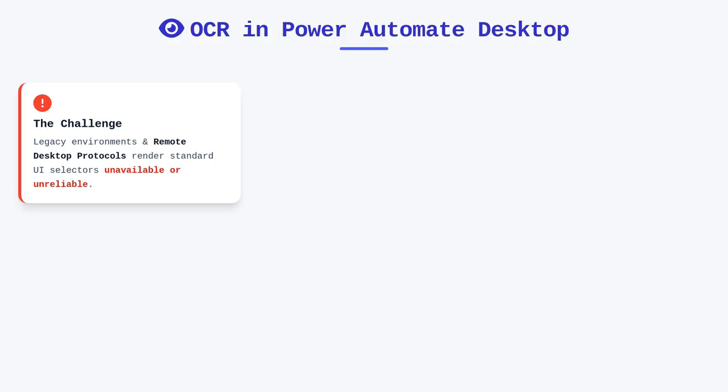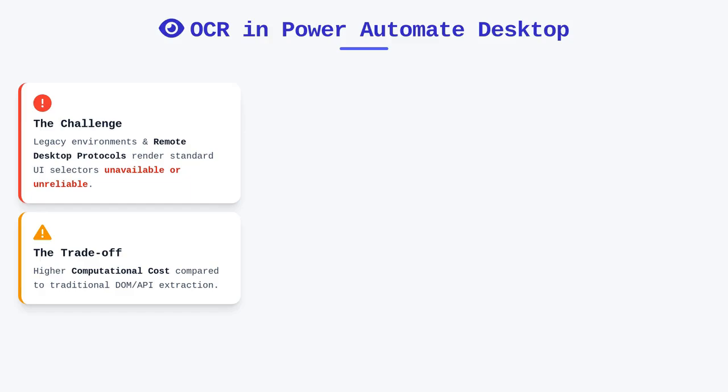In legacy environments, or when dealing with remote desktop protocols, standard UI selectors often become unavailable or unreliable. This is where optical character recognition enters the picture as a fallback mechanism for otherwise opaque content. Power Automate Desktop allows you to leverage engines like Windows OCR or Tesseract to interpret visual pixel data as readable text. This process is computationally more expensive than traditional selector-based extraction, so you should reserve it for scenarios where no DOM access or accessibility API is available.